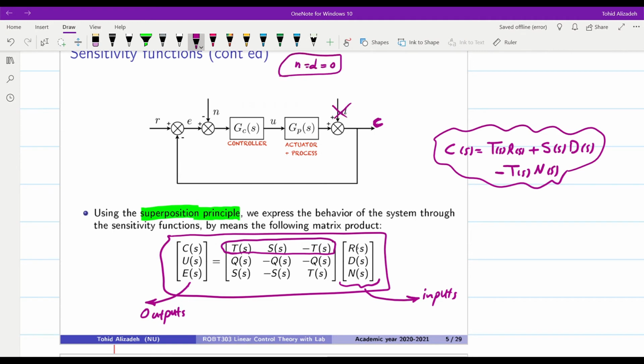So we assume that these are 0, and then we obtain the transfer function between C and R. So C over R could be obtained as what you see here. And this is a feedback unity configuration. So we will have GC times GP over 1 plus GC times GP, which is indeed L over 1 plus L. And this is, as we already know, equal to T of S, the complementary sensitivity function.